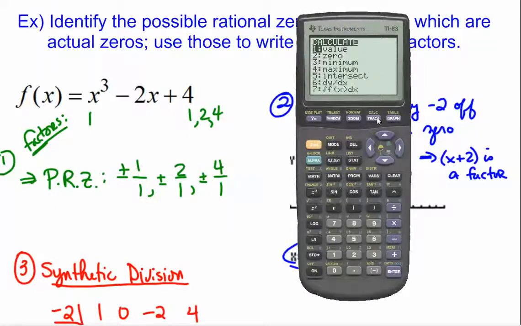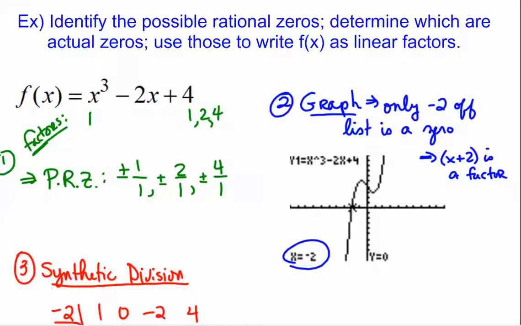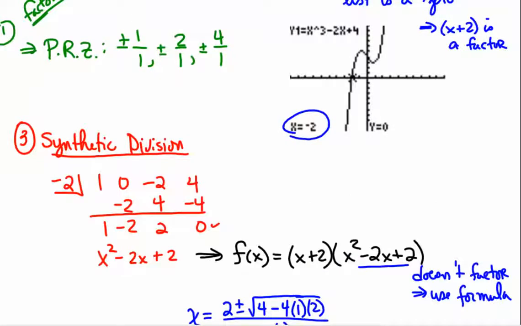I go second and trace to get to the calculate menu, and I'm going to just check the value when x is -2. I'm going to confirm that that's a 0. Yes, because the y value is 0, I know I have a 0. Okay, so now that I have a 0, I can do some synthetic division. If I can scroll it down, I think that's enough there.